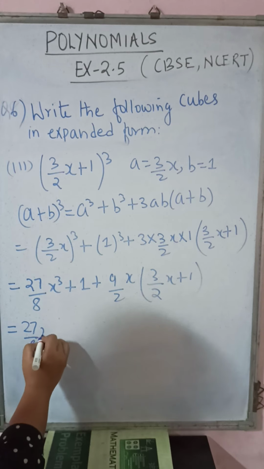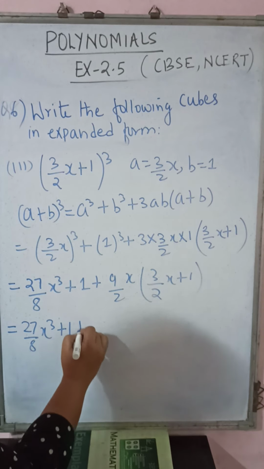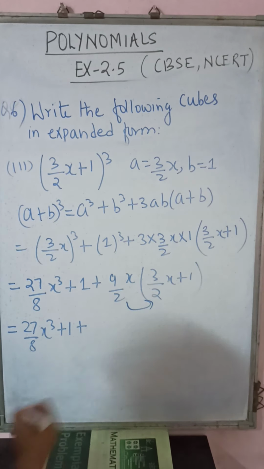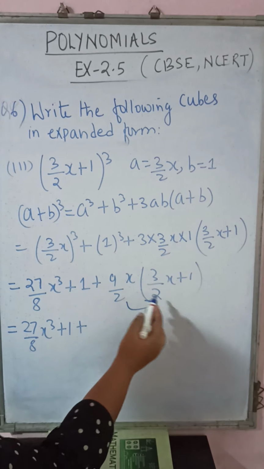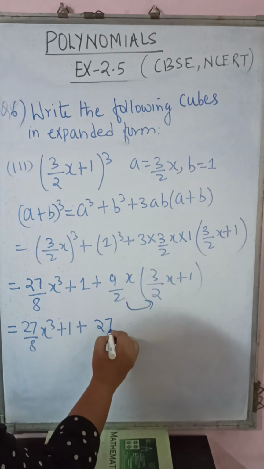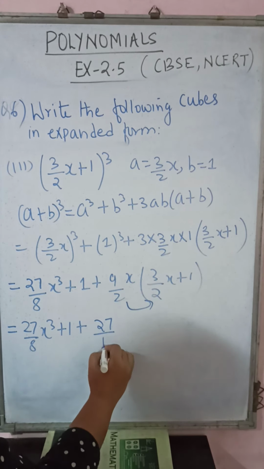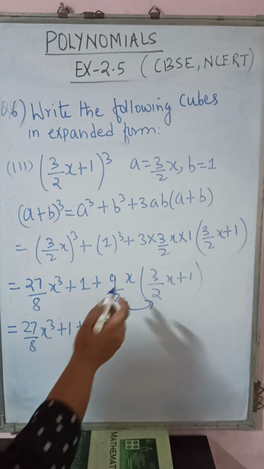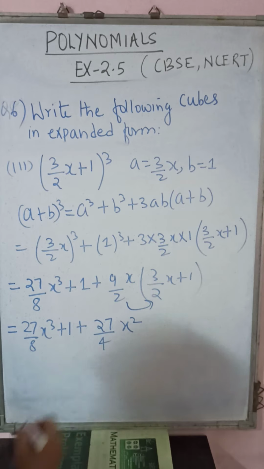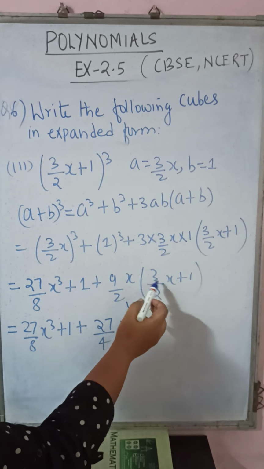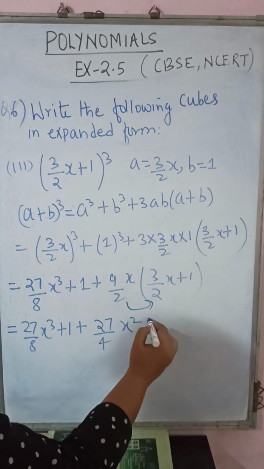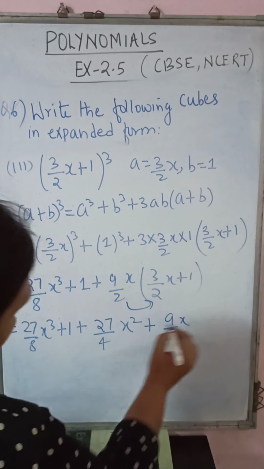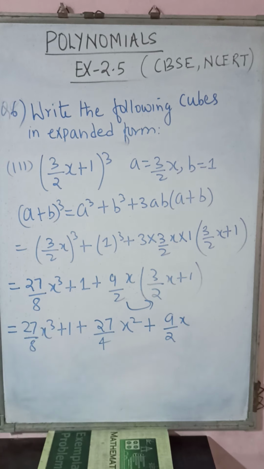27/8x³ + 1 plus, now what you are going to do, 9/2x, first multiply by 3/2x. So first multiply the numbers, 9 times 3 is 27 over 2 times 2 is 4. First numerator with numerator and then denominator with denominator. And x into x, x². When the variables are the same, then you add the powers. Plus into plus is plus. 9/2x into 1 is 9/2x. So this is the answer.